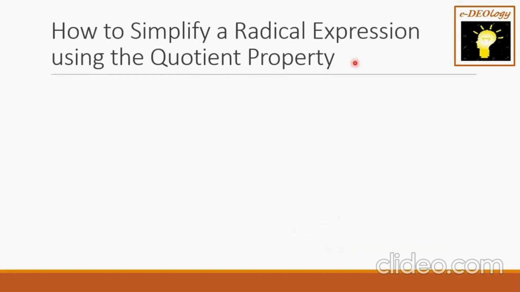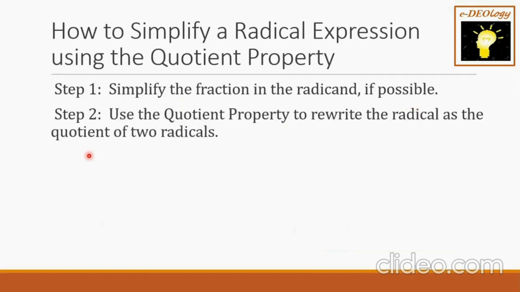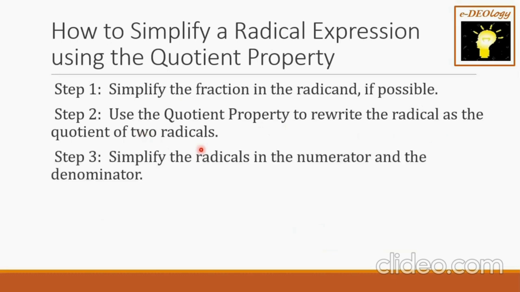Now let us simplify a radical expression using the quotient property. We're going to follow some steps. In step 1, we're going to simplify the fraction in the radicand, if possible. Step 2, use the quotient property to rewrite the radical as the quotient of two radicals. Step 3, simplify the radicals in the numerator and the denominator.